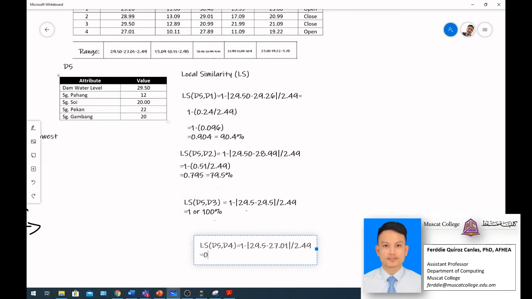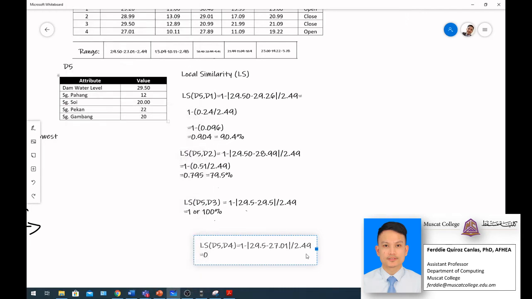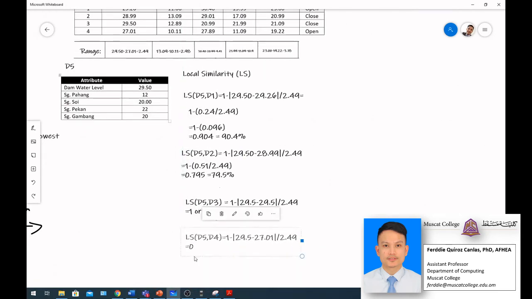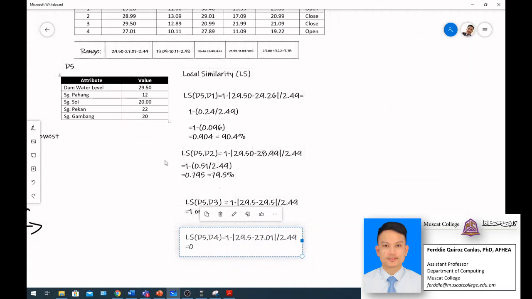I hope this is really 0. I'm doubting my own answer. 1 minus close, shift absolute, 29.5 minus 27.01, divide by 2.49. Yeah, it's 0, so it's double-checked. So this 27.01 is 0% similar to 29.5. So this is how we get it in this calculation.